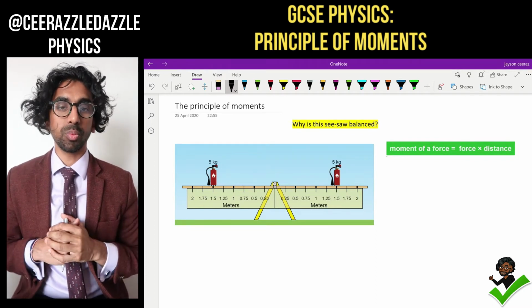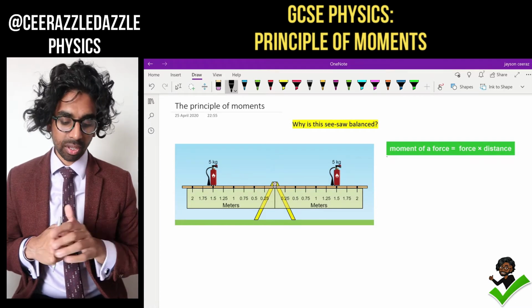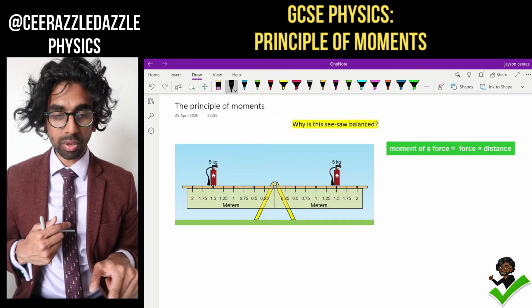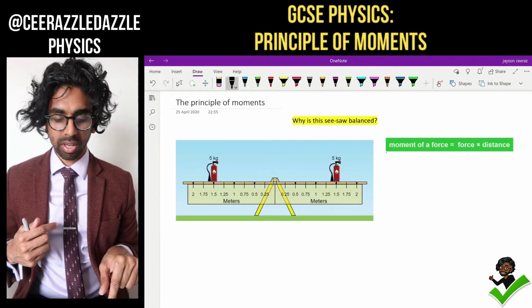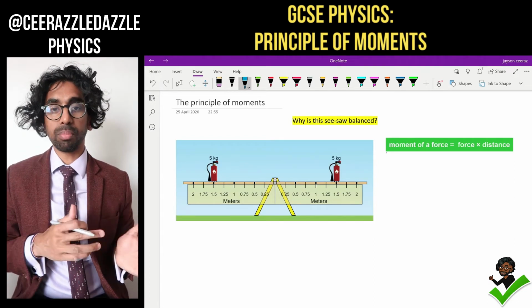In today's session, we're going to be talking about the principle of moments. So let's start off with the following. Look at this diagram here. Why is this seesaw balanced? What is the reason why the seesaw is balanced? It's because it must have the same amount of moments on both sides.